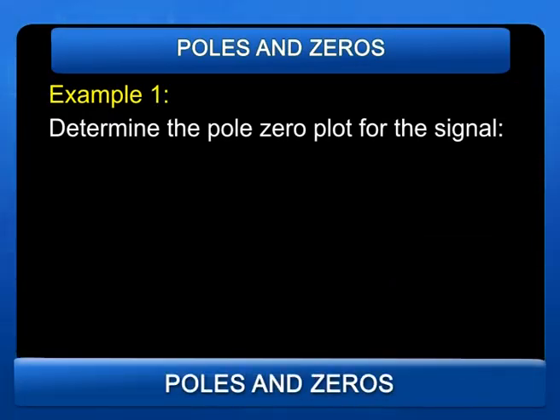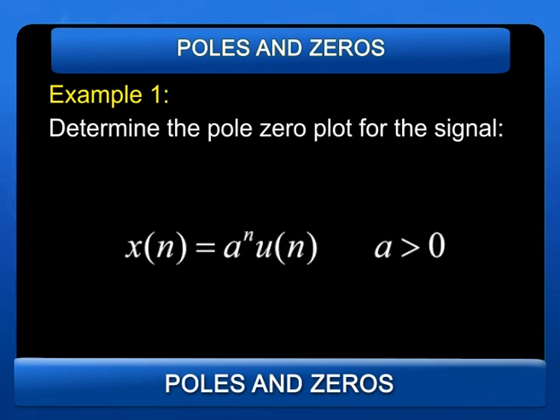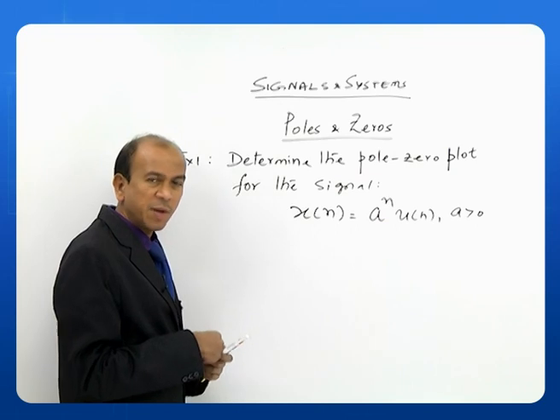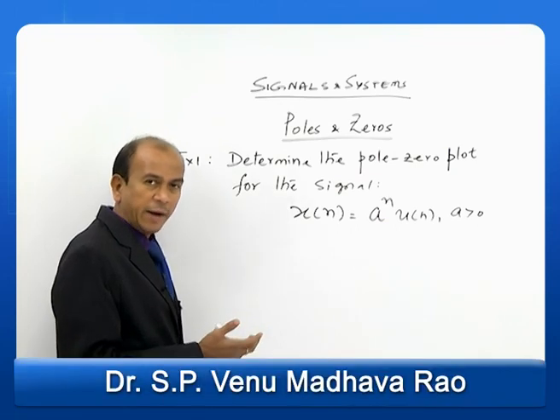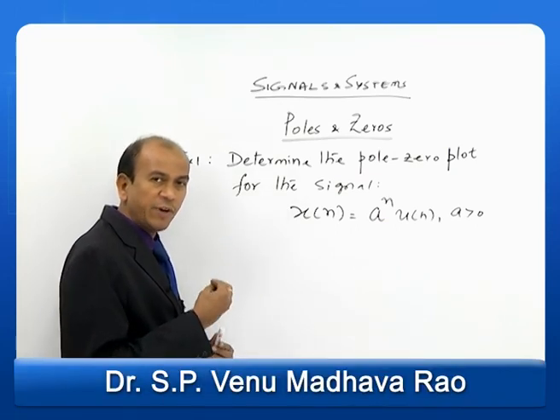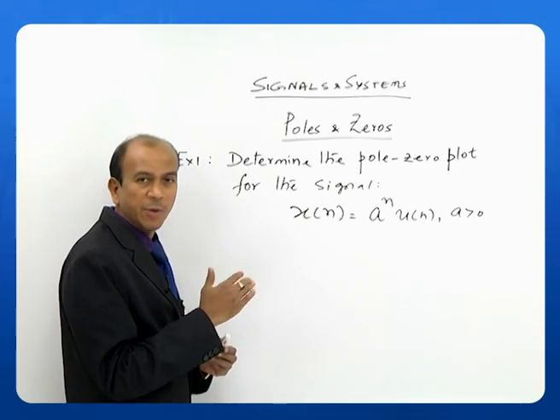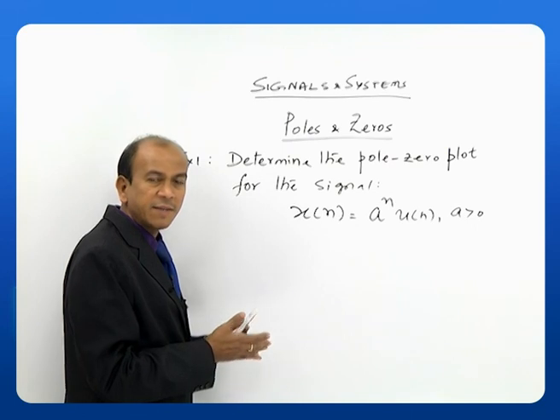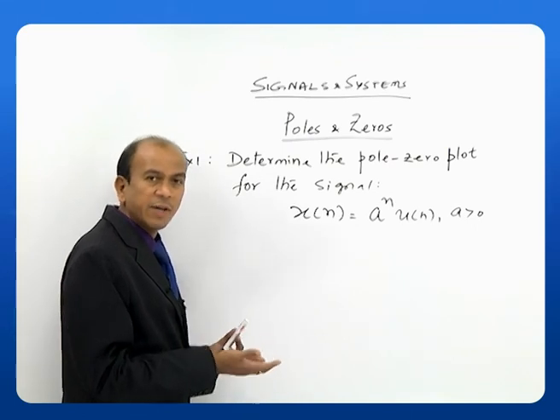Let us see an example on pole-zero plot. The question is: determine the pole-zero plot for the signal x of n equals a to the power of n u of n, where a is greater than 0. So now we have to not only identify the poles and zeros here, but also plot them, and in addition we'll try to understand where the ROC lies. This will help us clearly understand the significance of poles and zeros.